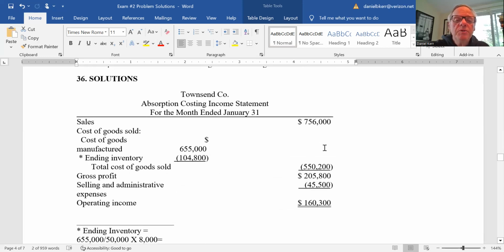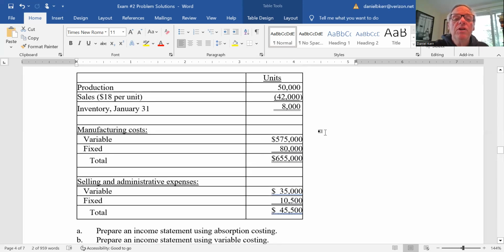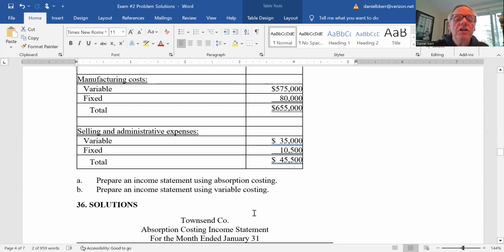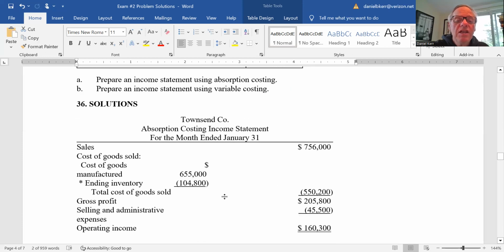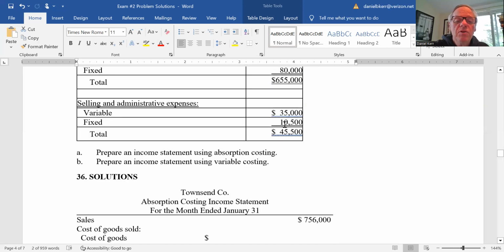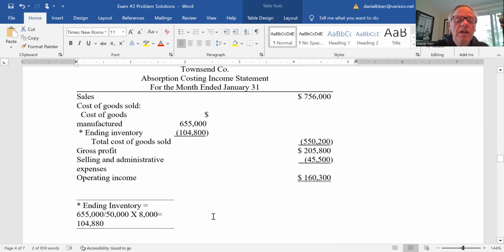So the absorption costing income statement, there's your sales revenue. How did I get that? I took 42,000 times 18, that gave me 756. Cost of goods manufactured under absorption costing is 655. But I've got to consider the ending inventory. And they told us we had 8,000 units in ending inventory. To get the ending inventory, it's 655,000 to produce divided by 50,000 units, and then you multiply that by 8,000 units. So there's my ending inventory under absorption costing.